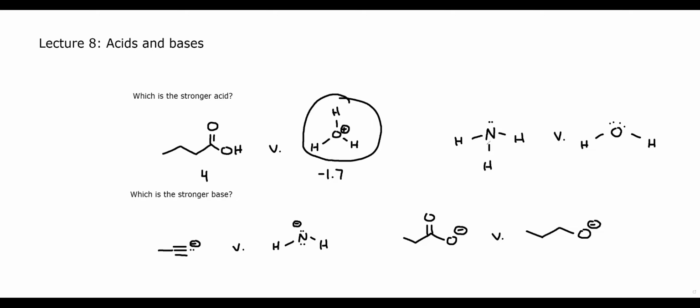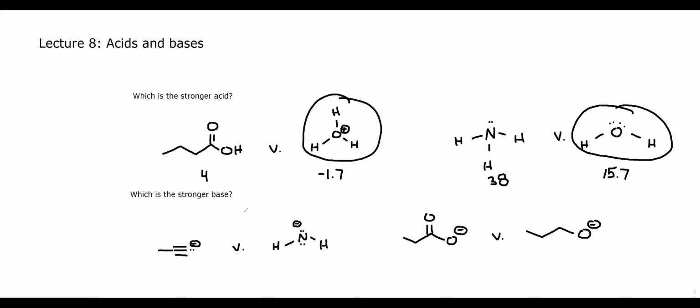What about if we compare ammonia to water, NH3 versus H2O? Well, ammonia has a pKa around 38, and water has a pKa, hopefully we remember off the top of our head, as 15.7. The lower pKa is more acidic, which means that water is more acidic.